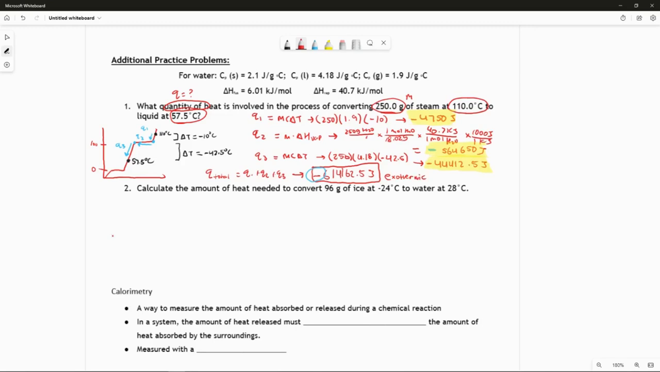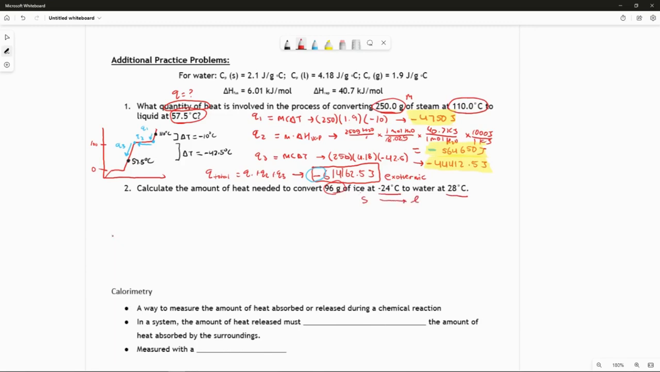All right. Question 2. Calculate the amount of heat needed to convert 96 grams of ice at negative 24 degrees Celsius to water at 28 degrees Celsius. So you know you have ice to water. Ice is a solid, and you know water is a liquid.